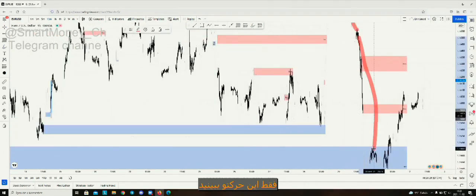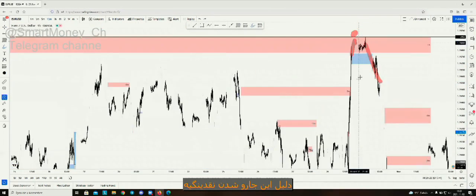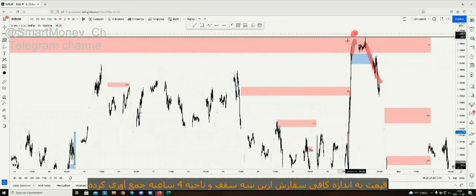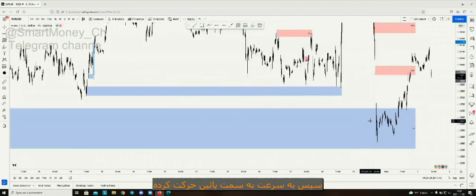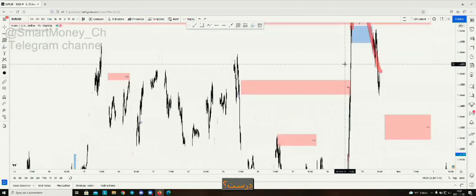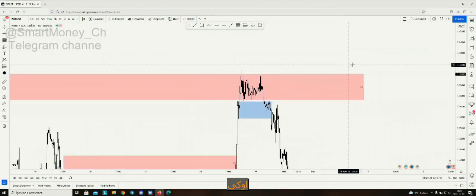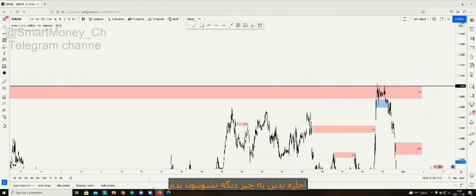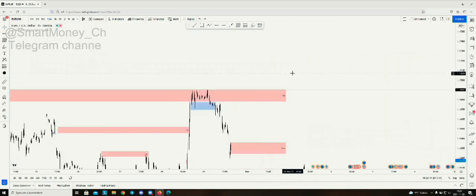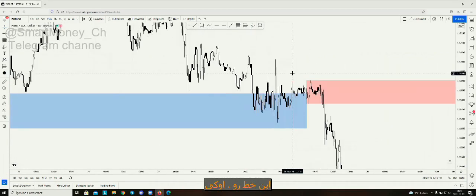Look at this move. This was caused by the liquidity sweep. Price collected enough orders from this triple top and from this 4-hour zone. Then it rapidly pushed to the downside, right? Okay. Let me just show you one more thing. Just let me remove this line.